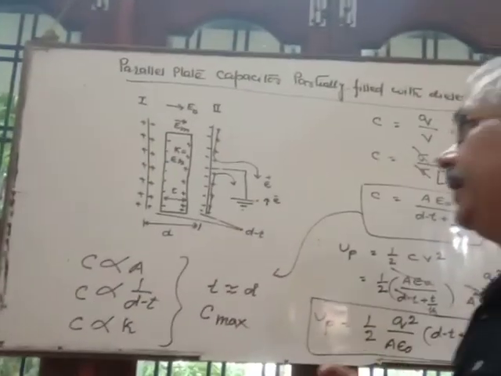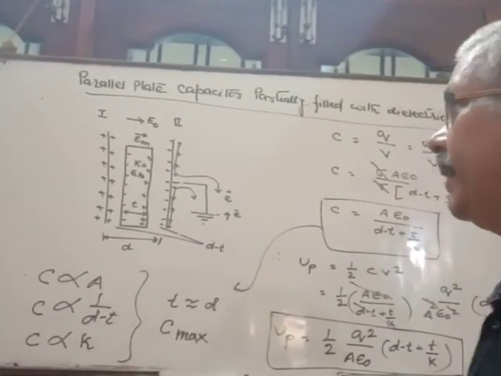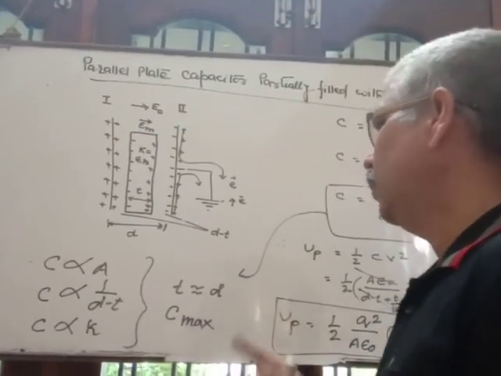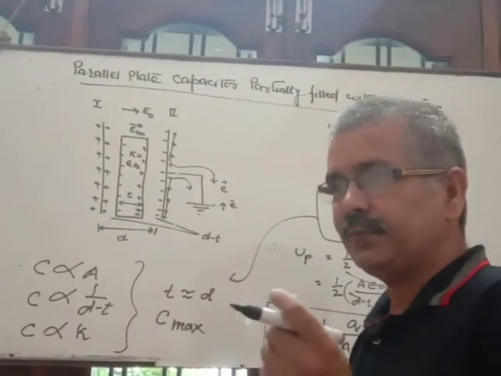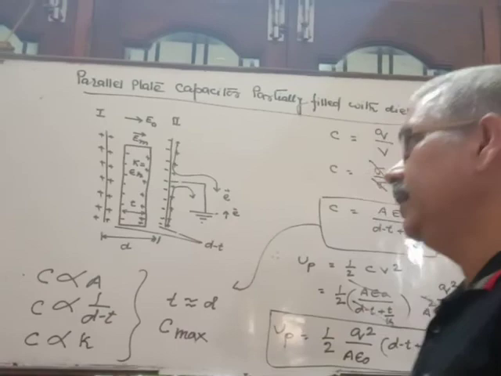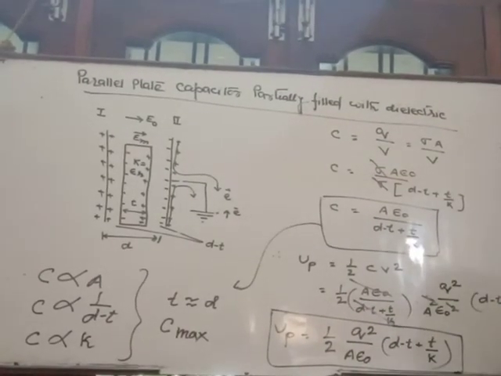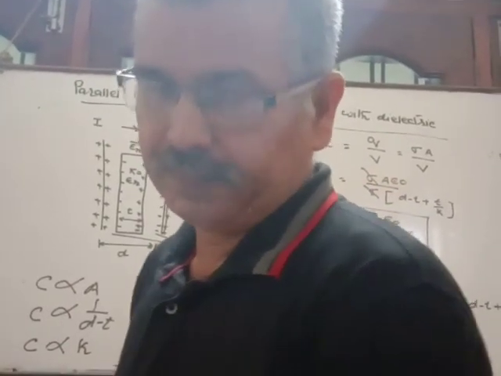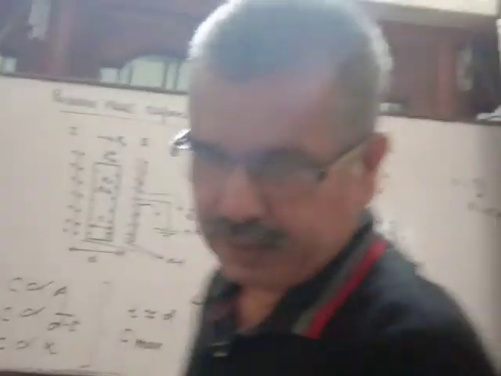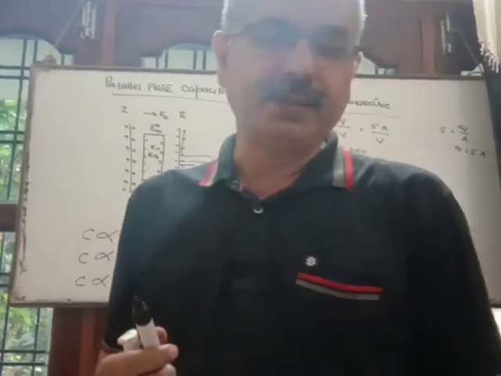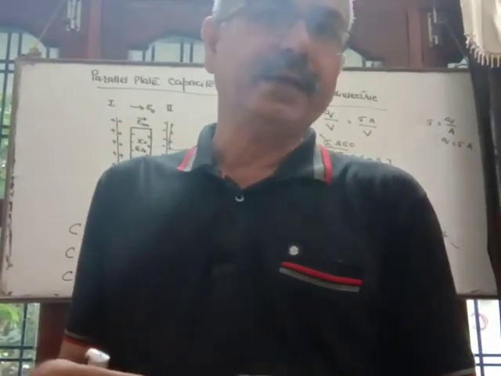So how can we increase the capacitance of a parallel plate condenser? By introducing a dielectric medium whose thickness is very close to the distance between the plates of the capacitor. In this way, we can increase the capacitance of a parallel plate condenser. So, it's a very important point. So, that's about the parallel plate capacitor. Then, combination of capacitors, we will discuss in the next lecture. Thank you.